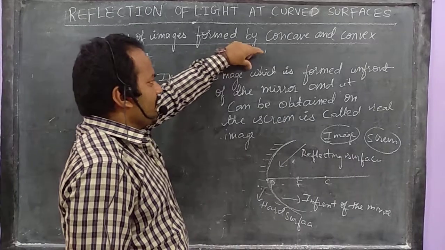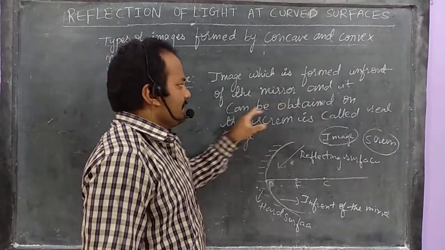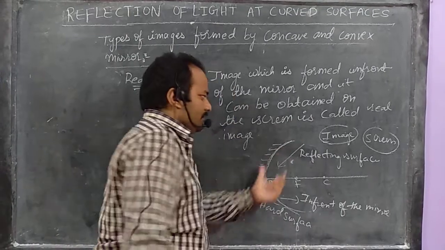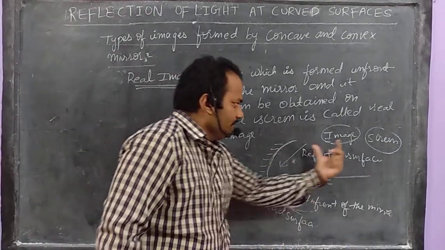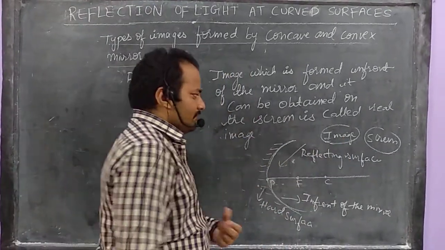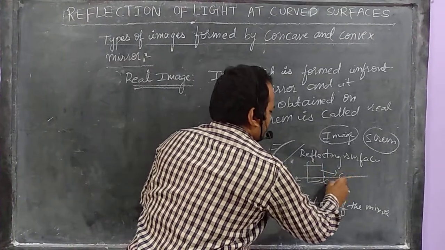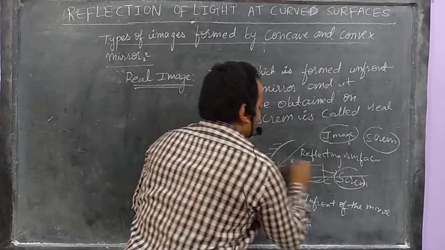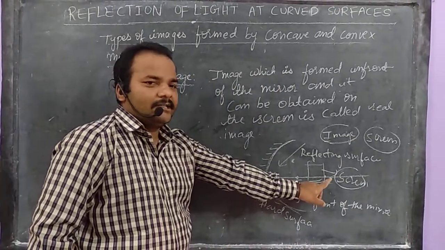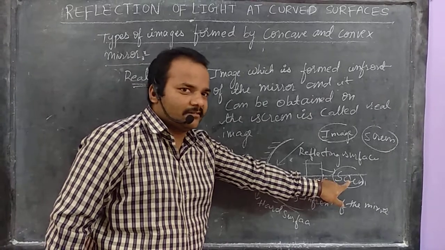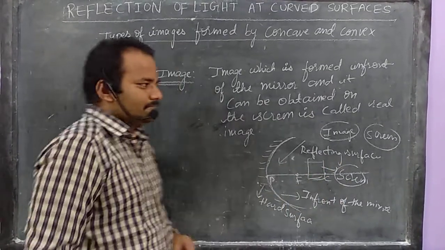So an image which is formed in front of the mirror and can be obtained on the screen is called real image. So always a concave mirror will give you a real image, because you should have the screen in front of the mirror to get the real image. So always the real image will be obtained on the screen for concave mirror.